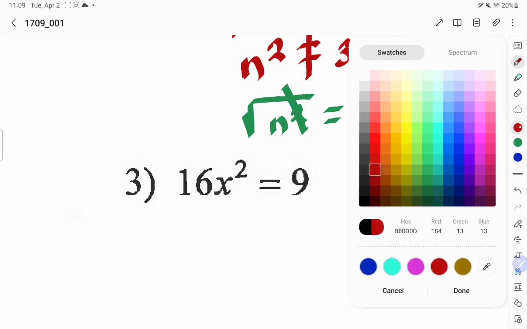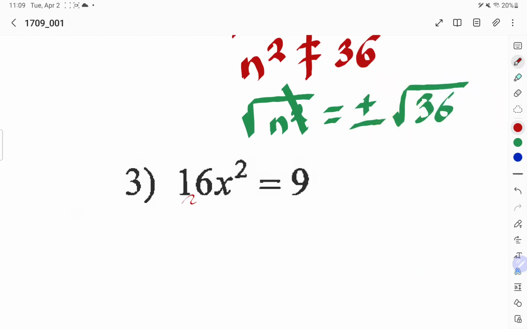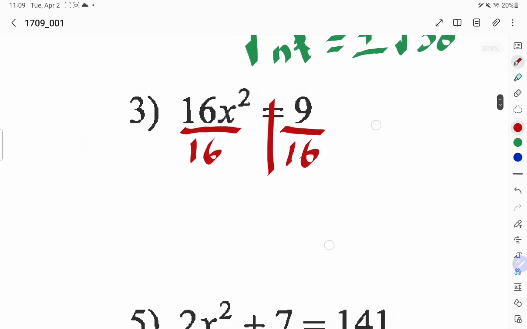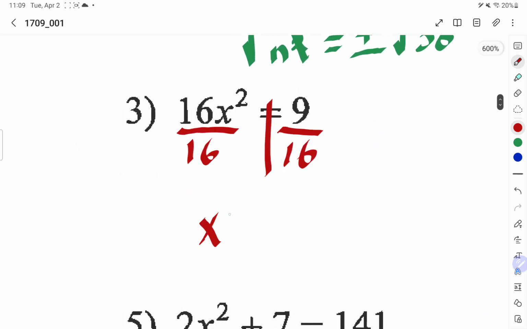I'm going to have to move everything to the right. In this case, the number that I need to move is 16, so I'm going to divide by 16, divide by 16. Now we're going to have x squared is equal to 9 over 16.